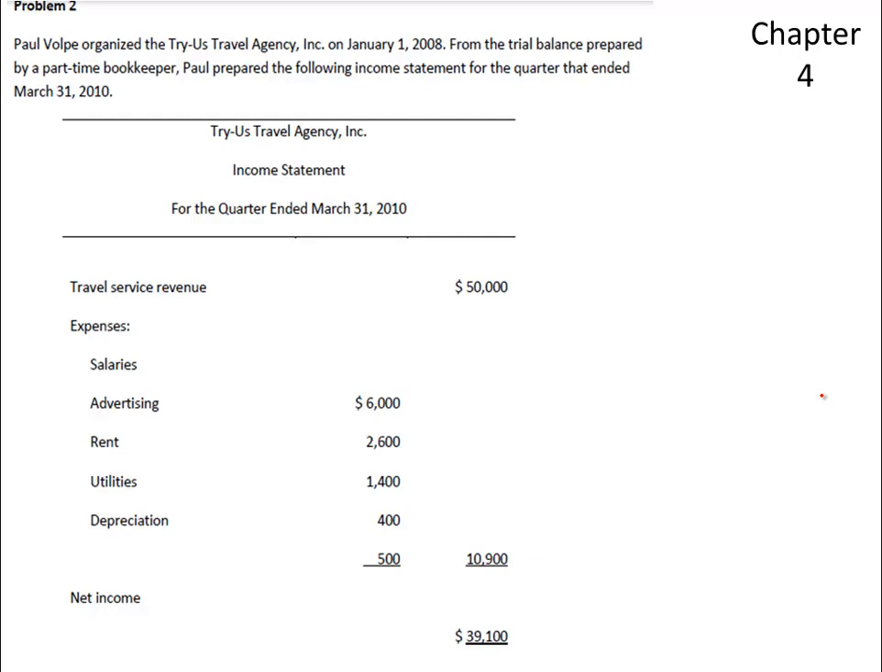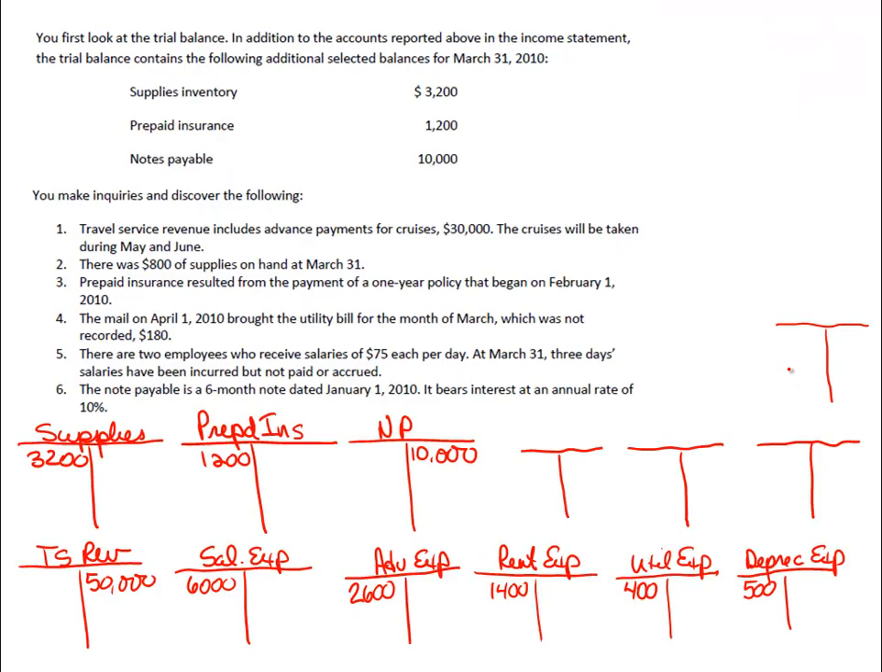Hello, in this problem, as we prepare for the first exam, we're given an income statement and we're asked to look at the information given and then adjust that income statement accordingly. So you first look at the trial balance, and in addition to the accounts on the income statement, which I've put into T accounts below, you find the following.